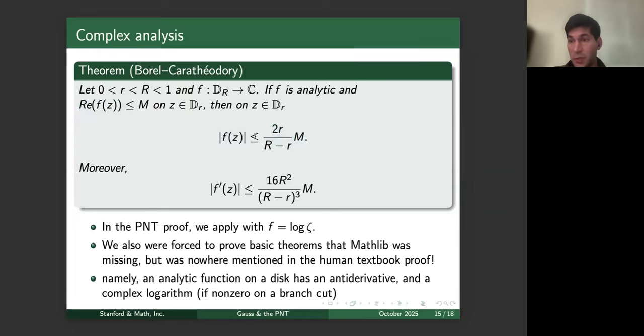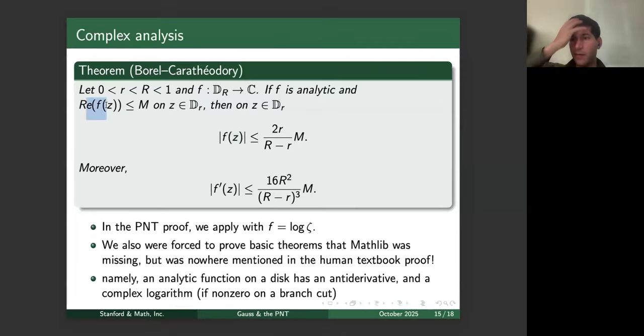It's a technical statement, but a way to interpret it is this: if you think about the modulus squared as the real part squared plus the imaginary part squared, then up to constants, this is essentially relating the real part and the imaginary part. So if the real part is bounded, then the imaginary part is also bounded up to constants.